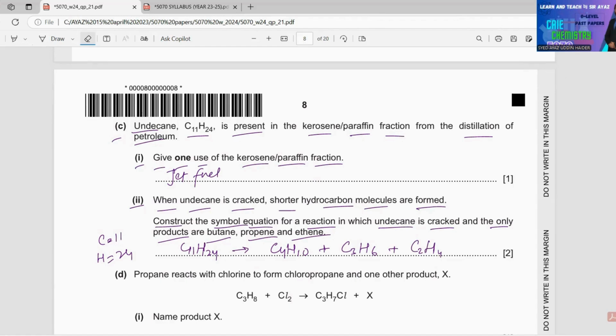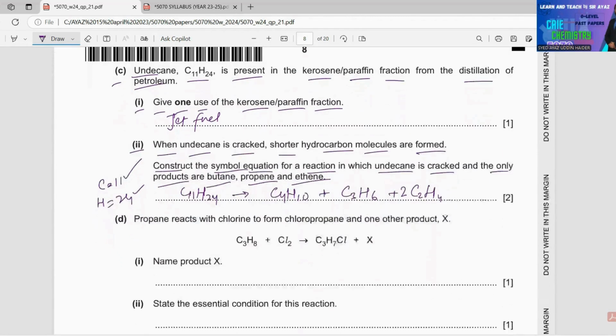Let's place 2 before propene. So we have 2 times 3 is 6. 6 plus 4, 10. 10 plus 2 is 12. Again, this is also wrong. What if I place 2 before ethene? Now let's count the carbon atoms first. 4 plus 3, 7. 7 plus 4, 11. It's balanced. What about hydrogen? 10 plus 6, 16. 2 4s are 8. 16 plus 8, 24. Yes, it's balanced. So this will be the final balanced reaction equation here.